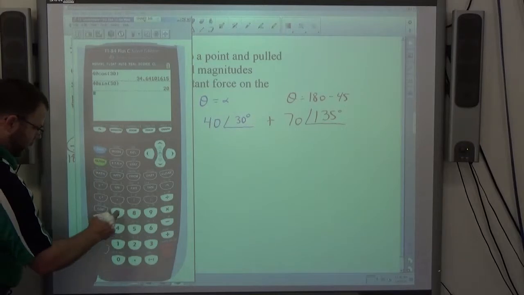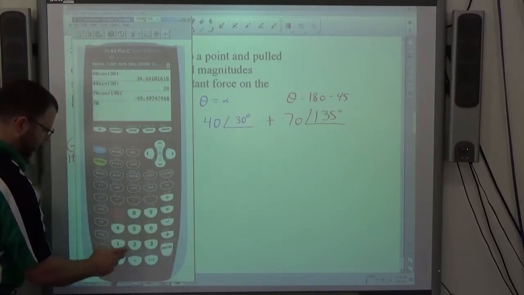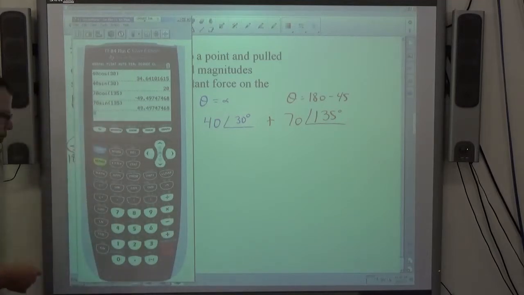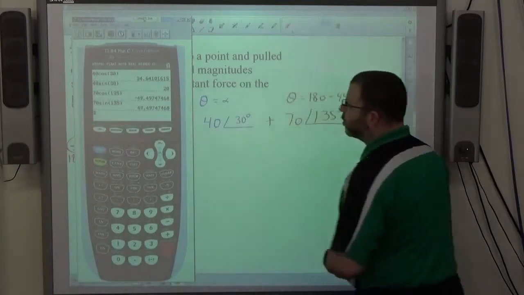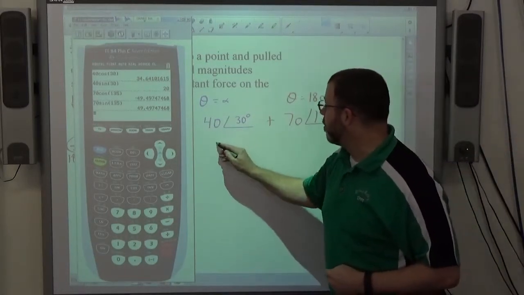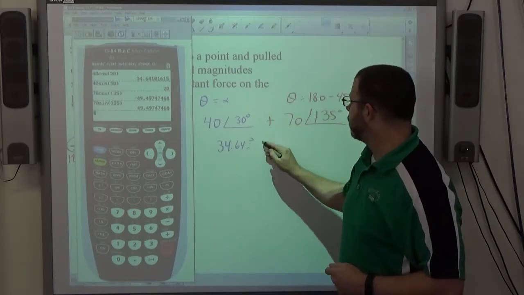I'll type in 70 cosine 135 and 70 sine 135. The calculator holds all four numbers at once, so it's not that big a deal. So the cosine and sine of 30 get me the i and j for the blue vector. So 34.64i plus 20j.